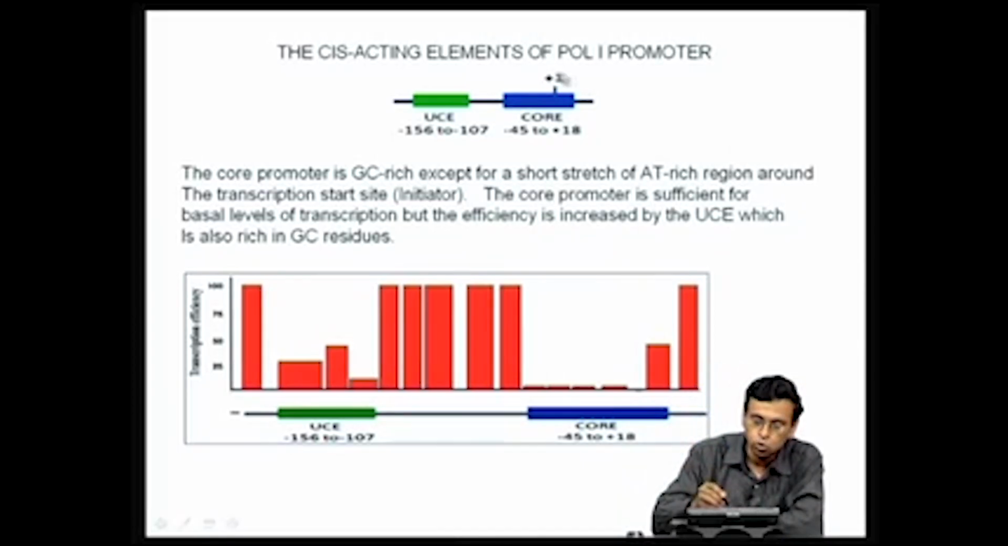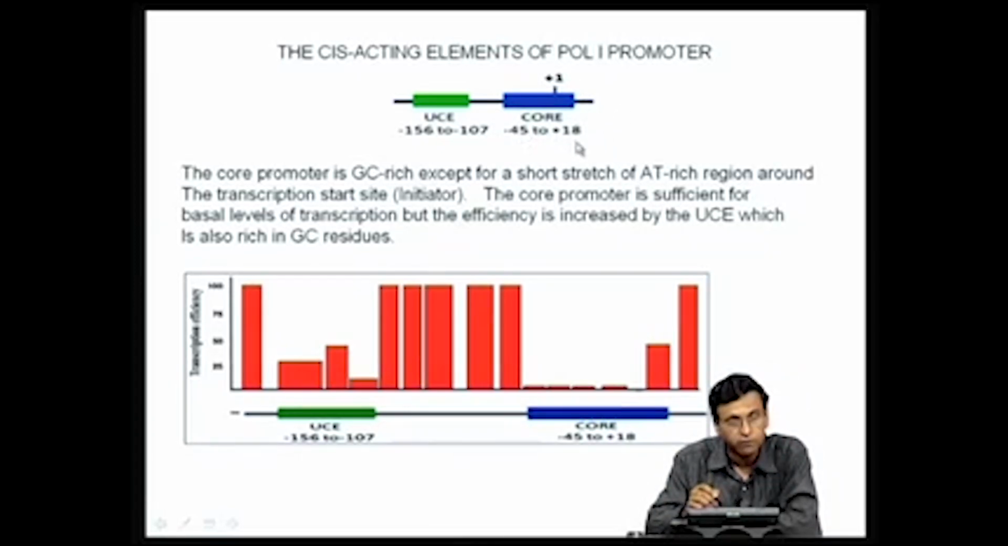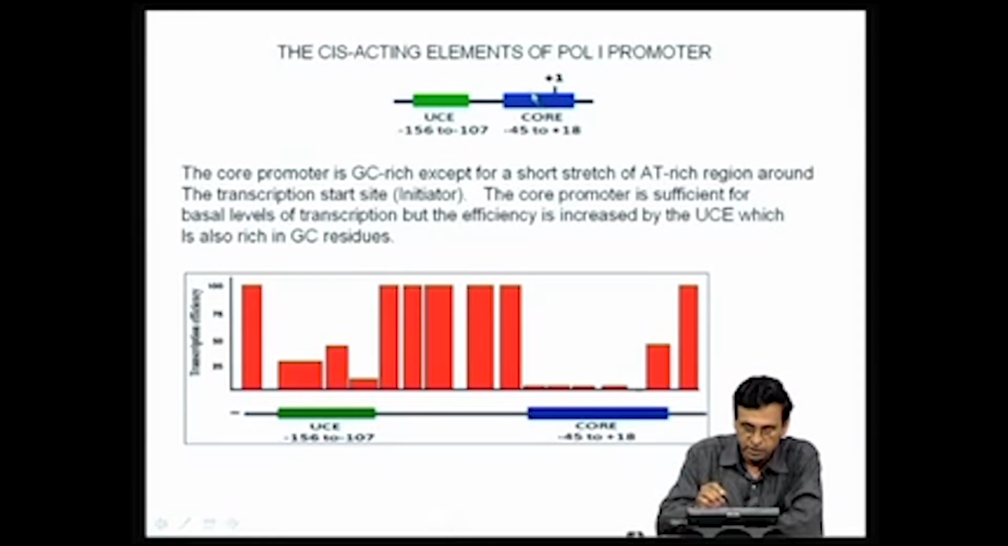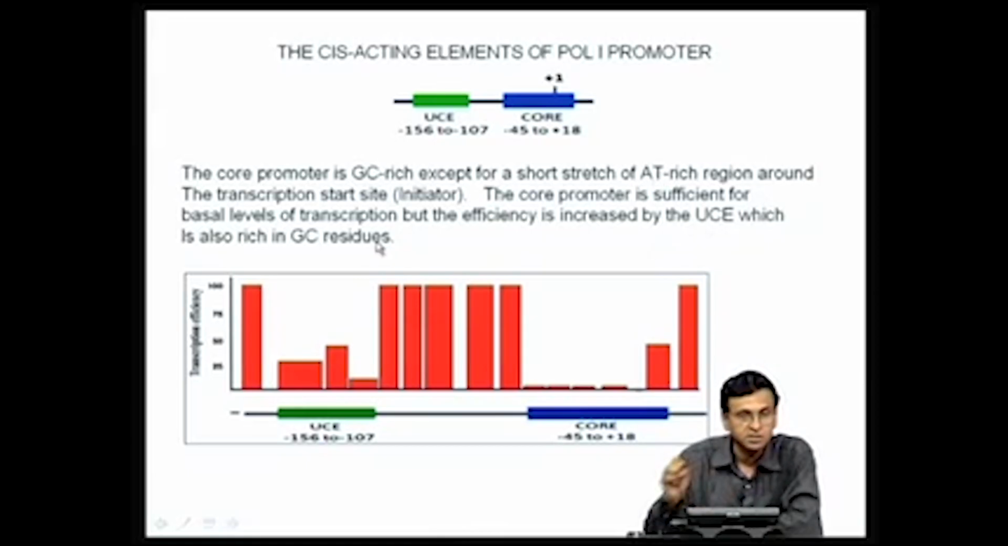As I mentioned, there are two major cis-acting elements. One is called the core region, which extends from -45 to +18, and the transcription start site is included within this. You also have what is called the upstream control region, which extends from -156 to -107, and in between you have what is called the spacer region. Now, the core promoter is GC rich except for a short stretch of AT rich region around the transcription start site, which is the equivalent of the initiator of the RNA polymerase II promoter. The core promoter is sufficient for basal levels of transcription, but the efficiency of transcription can be further enhanced if the upstream control element is present upstream, which is also rich in GC residues.